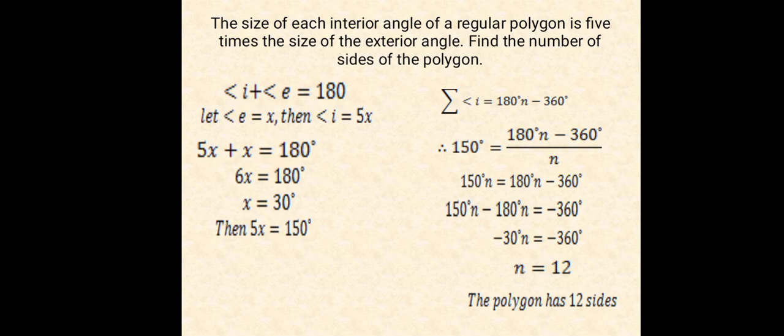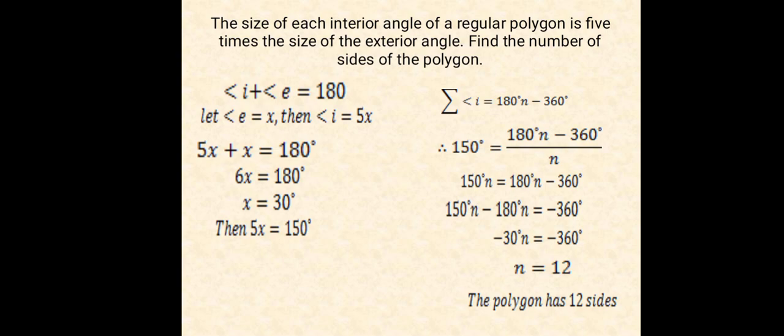Now the interior angle is 5x. What is it? So 5x will be 5 times 30, we get it to be 150 degrees. So one interior angle is equivalent to 150 degrees.